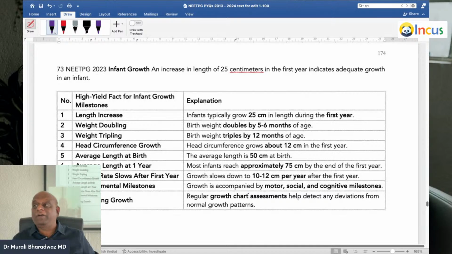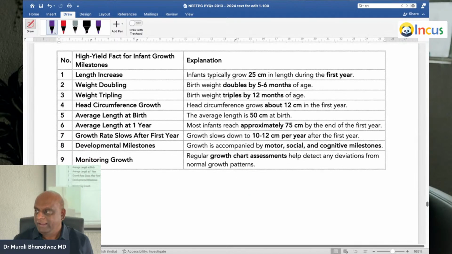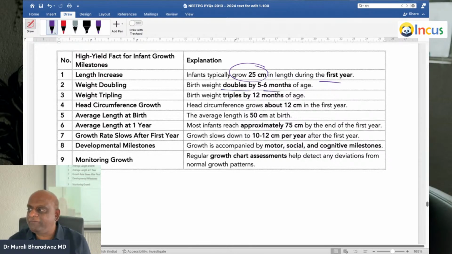An increase of 25 centimeters in the first year is adequate growth. An infant grows 25 centimeters in the first year. Birth weight doubles by 5 to 6 months and triples by 12 months. Head circumference grows about 12 centimeters in the first year. Average length is 50 centimeters at birth. Most infants reach 75 centimeters by the end of the first year, and growth slows down to 10 to 12 centimeters after the first year. And that is the point.